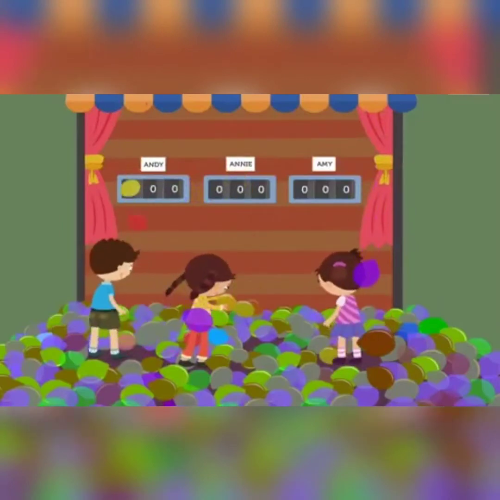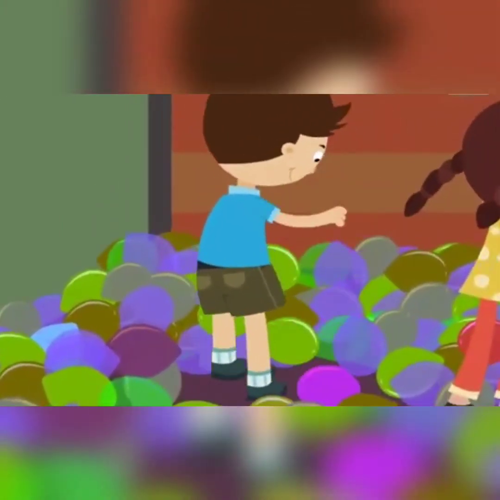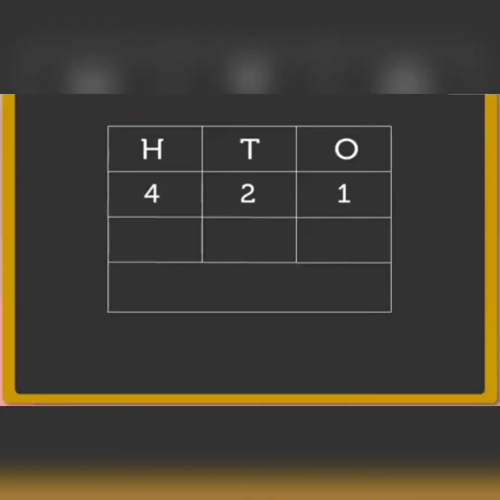Here 3 kids are playing. Look at the kids playing the bursting balloon game. Yes, his name is Andy. Andy has burst 421 balloons in all. Here the digit 1 is in 1's column and digit 2 is in 10's column and digit 4 is in the hundreds column.